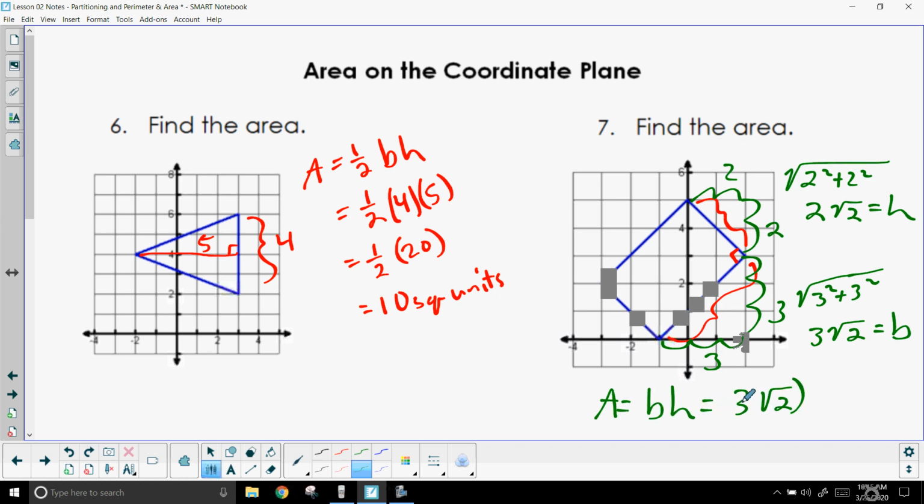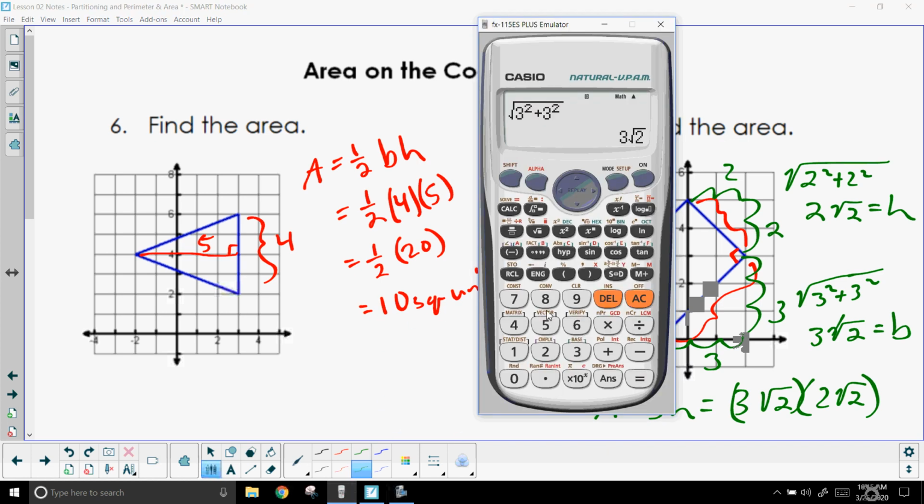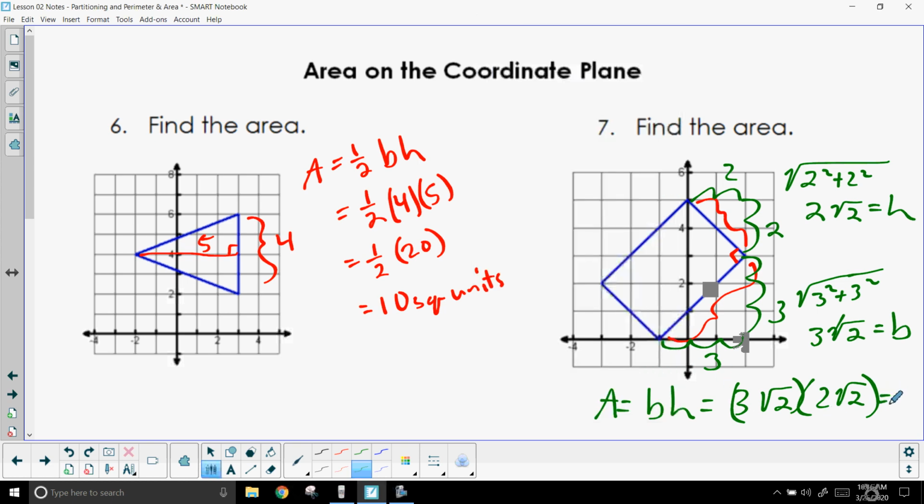So get your calculator, and we're going to go 3 root 2. Make sure you get out of the radical there. And then 2 root 2. And we get 12. All that work for 12. And if this was kinked back over, you should be able to count 12 squares in here.